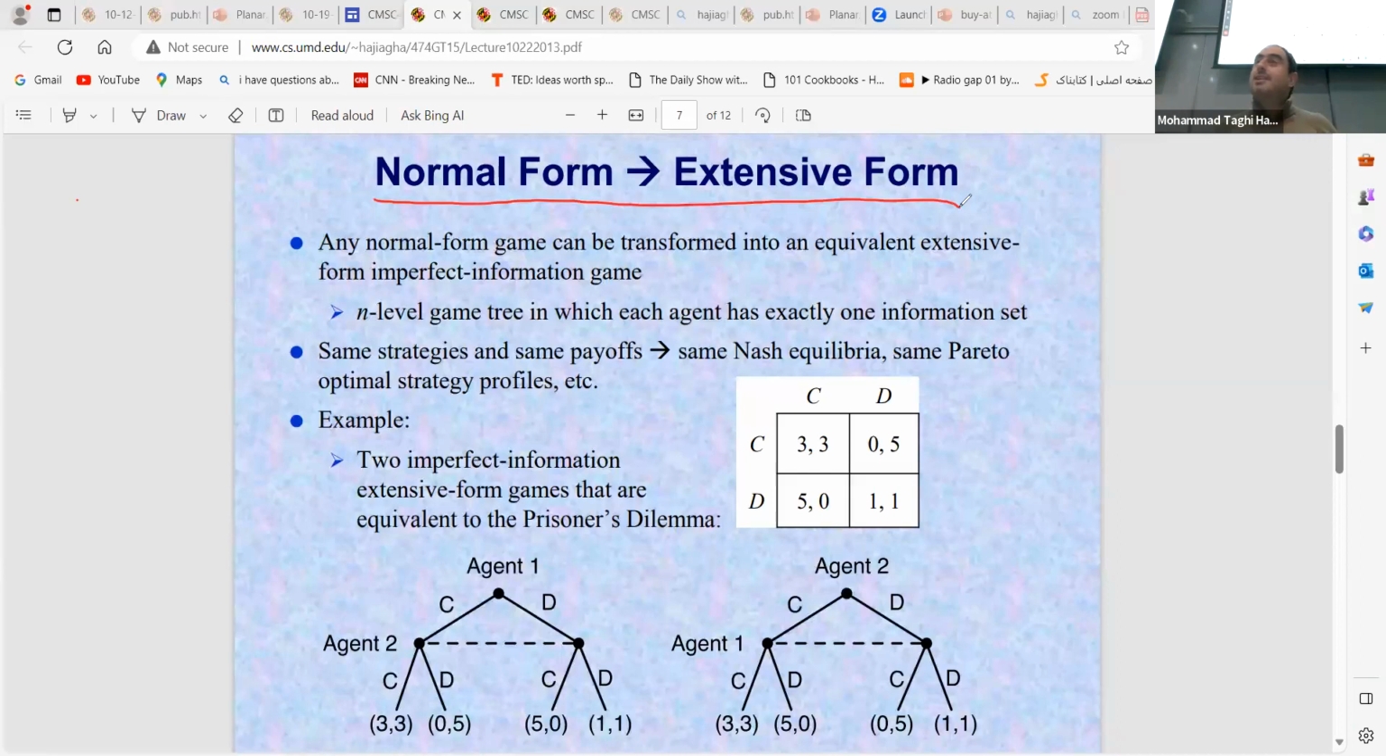So far we couldn't model normal form games in terms of perfect information. What about imperfect information games, or essentially imperfect extensive form games? A normal form game can be transformed into an equivalent extensive form imperfect information game. To do so, if you have n players here, then you need to have an n-level game tree. And in this n-level game tree, each agent has exactly one information set in all these levels.